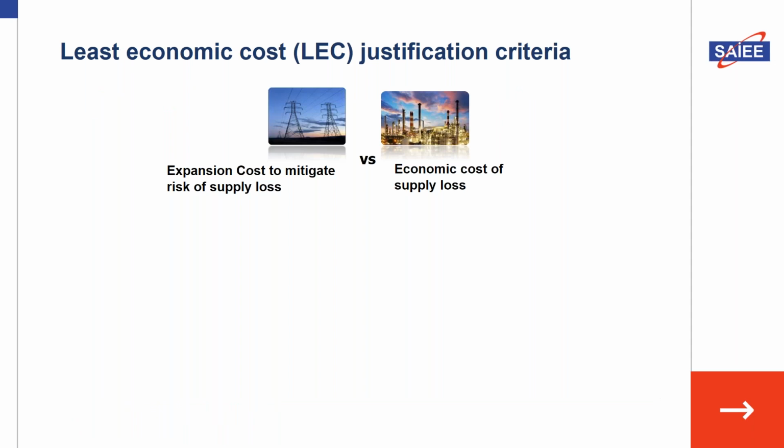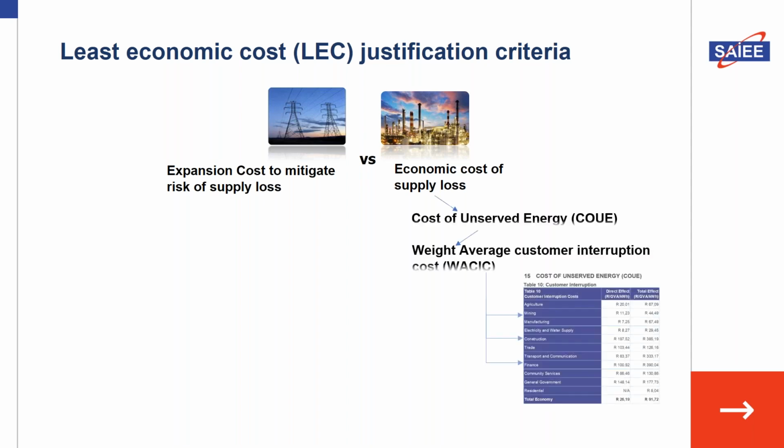Moving on from the criteria, I just want to touch base on the least economic cost criteria, because this is the one that is more applicable to asset investments for capacity expansions. What you're trying to do, first and foremost, is to understand the economic cost of not providing that supply. And what we do here is we look at the cost of unserved energy, which is basically the weighted average cost of the customer interruption. And what we get out here at each point of connection or supply, we look at the customer mix, whether it's agricultural, mining, industrial, and then we come up with a prorated average cost.